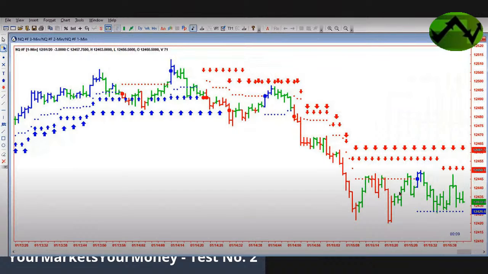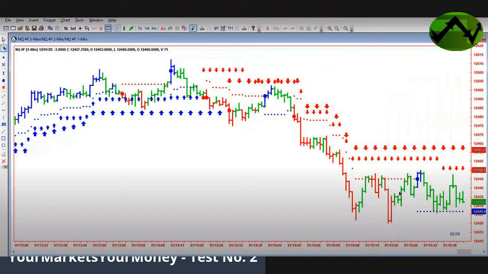2 green bars. You put your stop about right there. You're not going to get stopped out. So keep in the trade, keep in the trade. 2 green bars. Stop goes right here. It's going to shoot up. You're going to get stopped out about right there. And I wouldn't get back in that trade. I'd be happy with what I got.